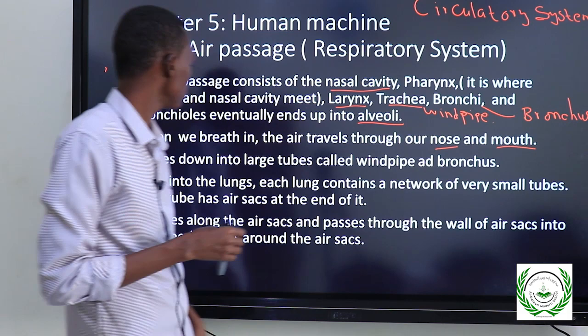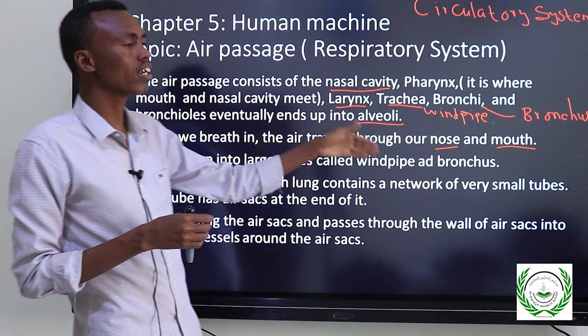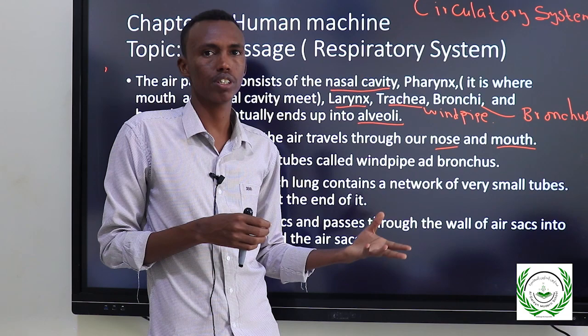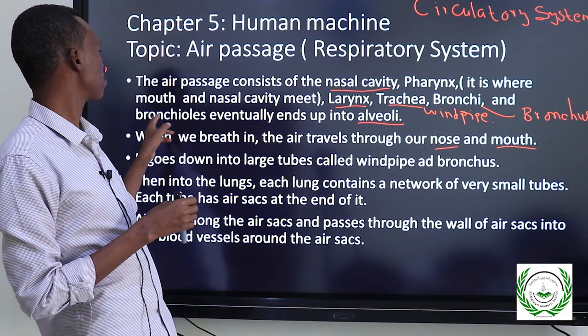Then it goes into the lungs after the bronchi. After the bronchi, the oxygen goes into the lungs. Each lung contains a network of very small tubes. These small tubes are called bronchioles.